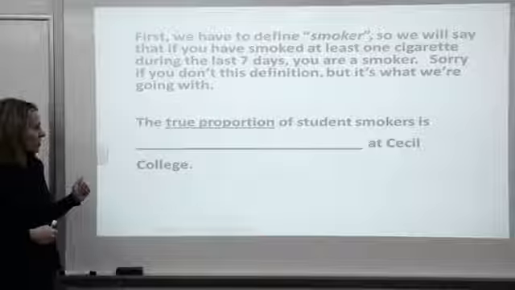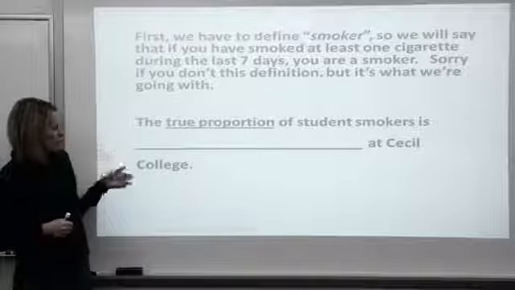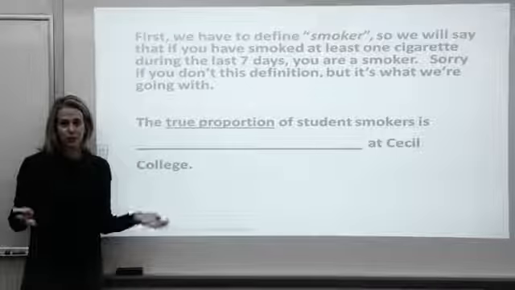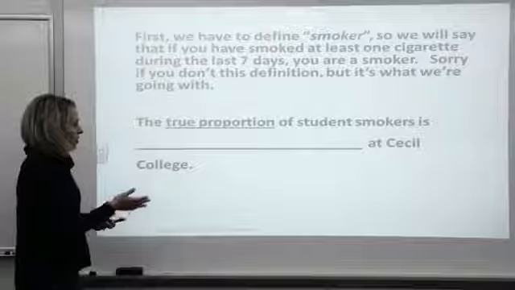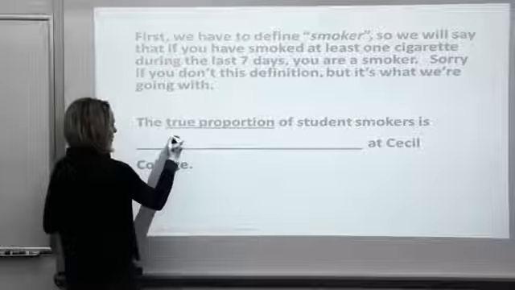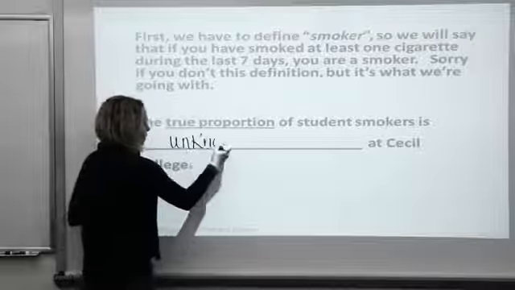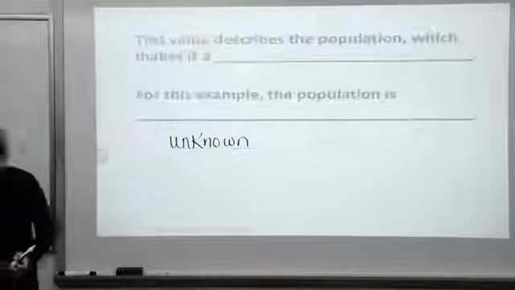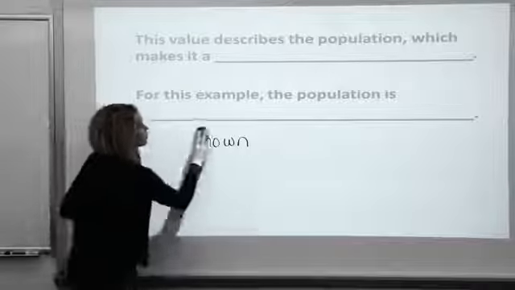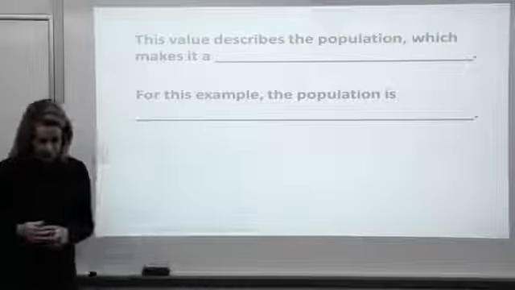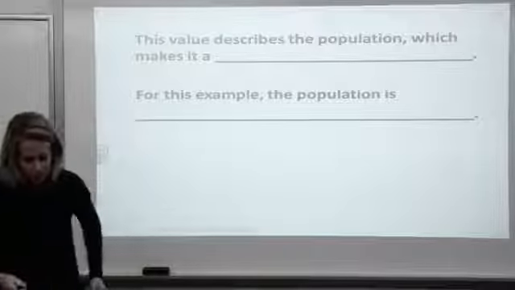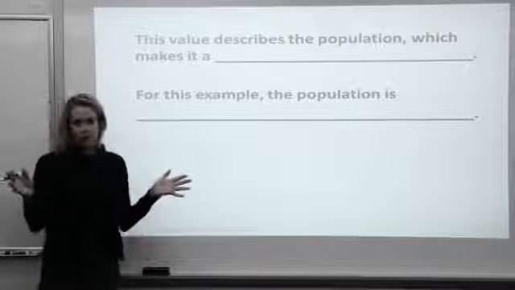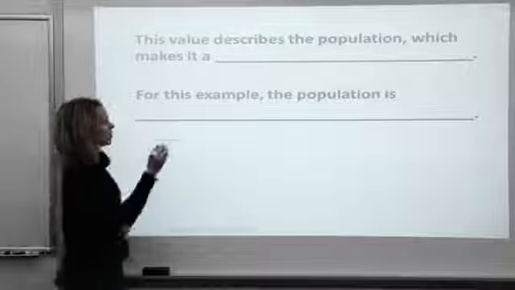The true proportion of students that smoke, student smokers at Cecil College, we don't know what that is, right? Unless we went and talked to every single student at the college, we don't know what that is. So this is unknown. It's the value that describes the population. If we knew what that value was, values that describe the population are called parameters.